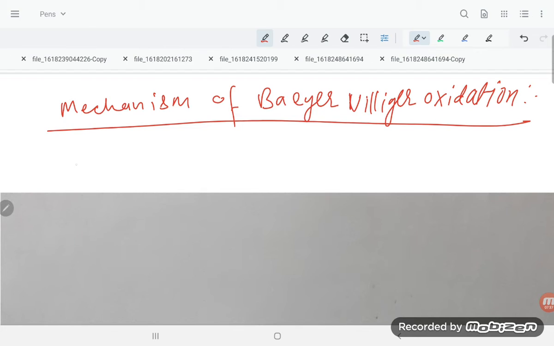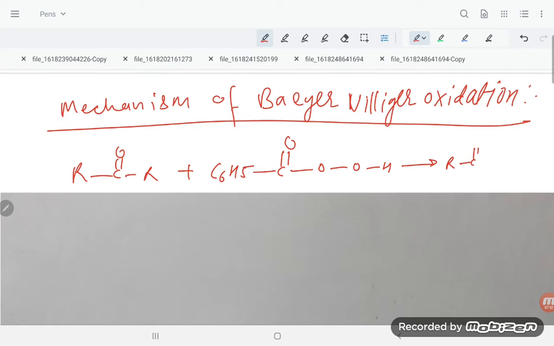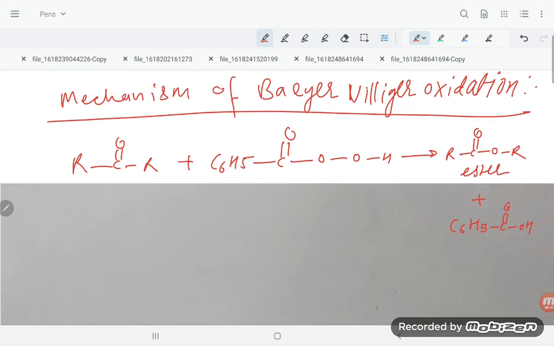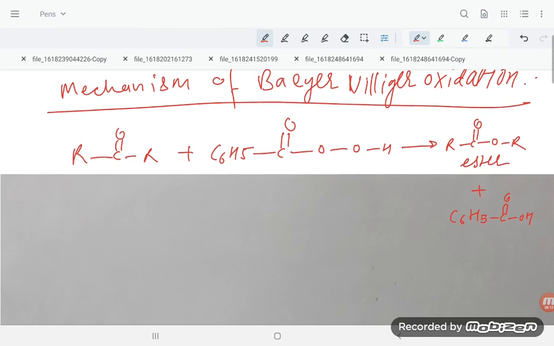Okay, so if I am taking the ketone, and together we are taking the organic peracid, C6H5 C double bond O, here is OOH. So what product is it going to give? R C double bond O, then O, and here is R. So this is the ester, and one other compound will be given, that is the acid, C6H5 C double bond O and OH, right? So dear student, let us have a look over the mechanism.